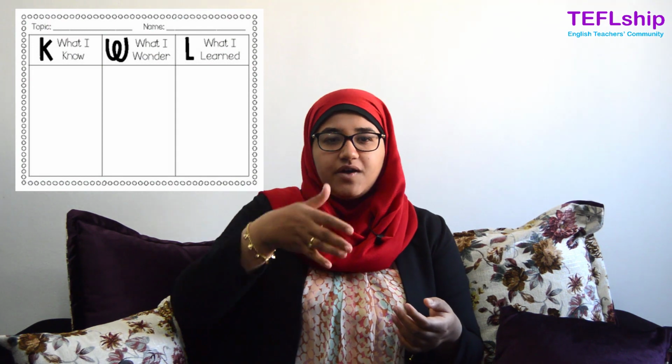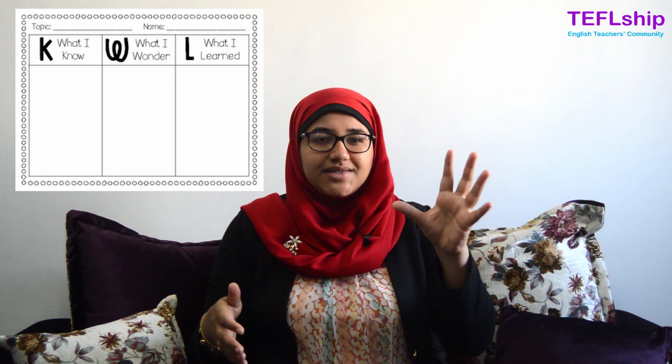So if we're having this story, we can have a paper, and we can divide it into columns. The first one is K, the second one is W, and the third one is L. And then ask the students, K, what do you already know about the topic? So they will write down, we already know that there are two animals in the story because of the picture. We already know that some animals are good and some animals are bad, and they start to write down the things that they are already sure about.